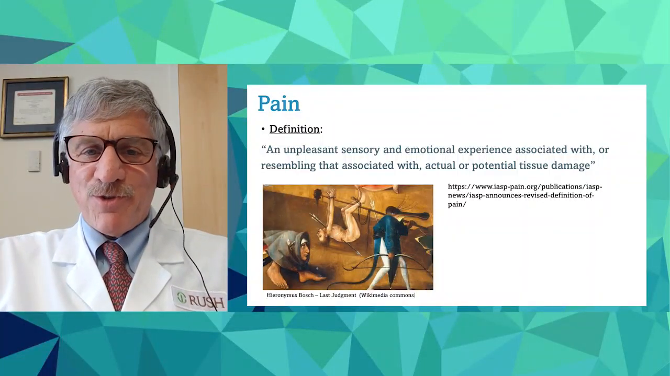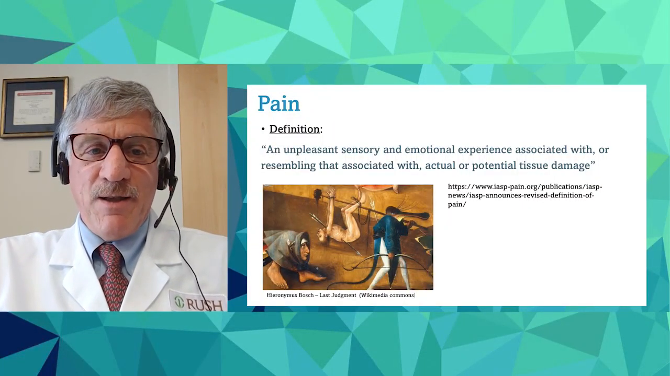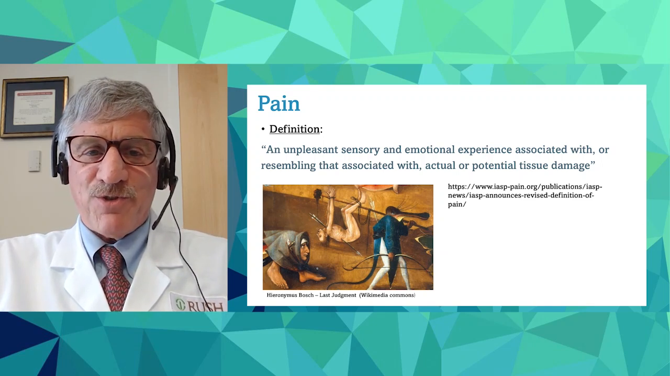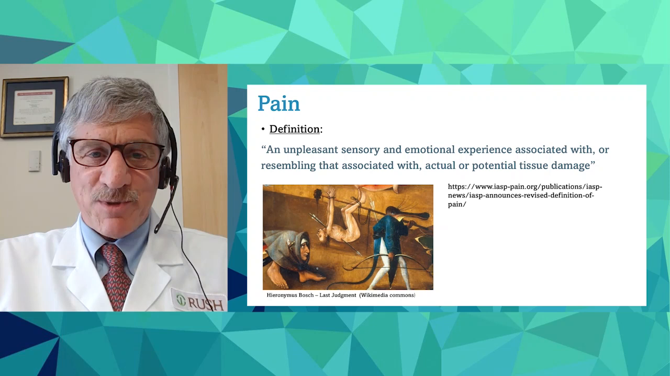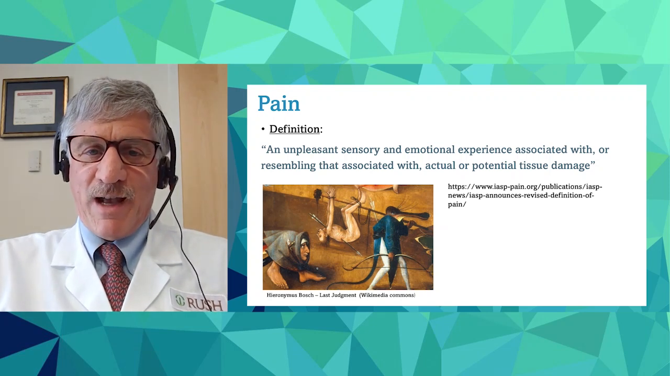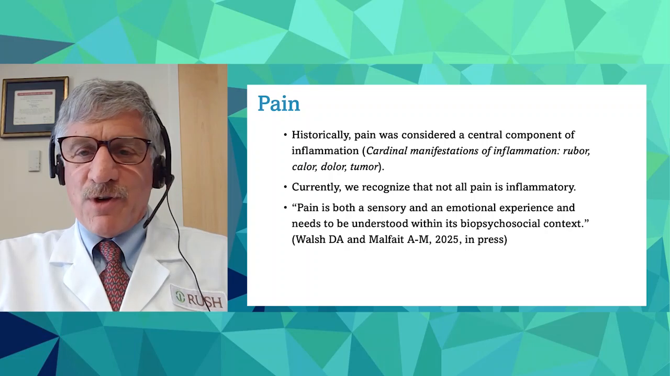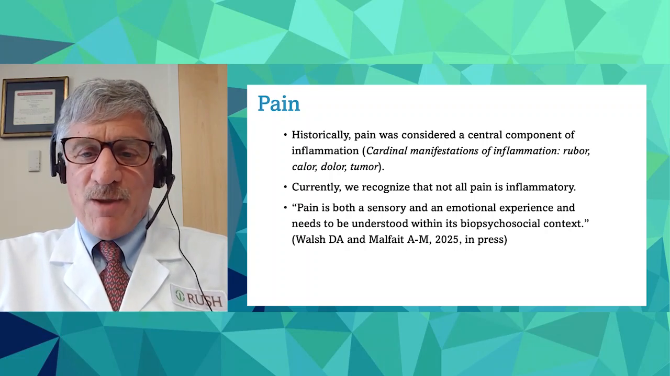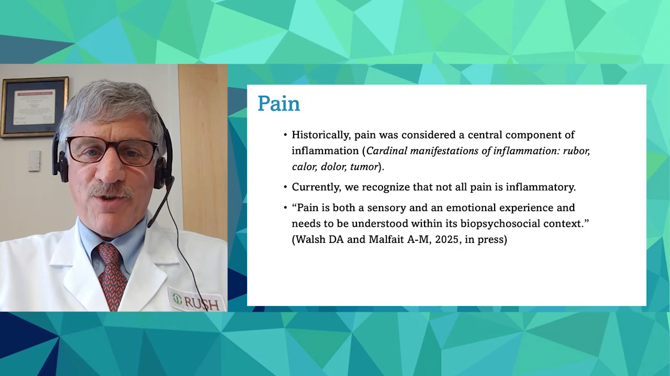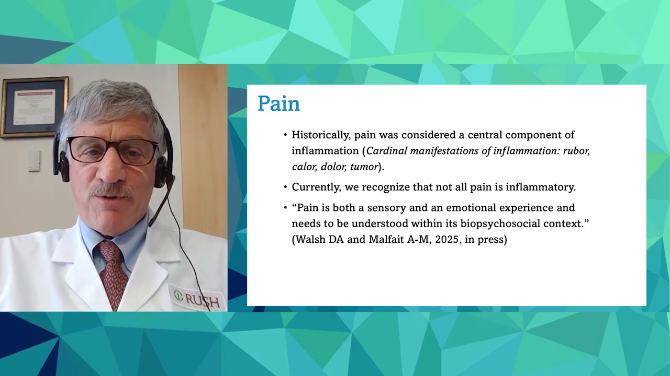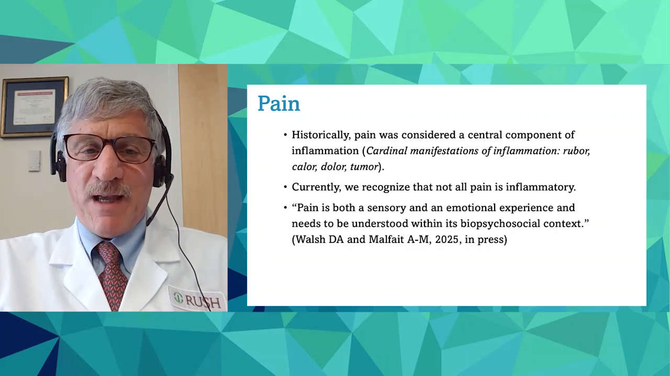According to the International Association for the Study of Pain, pain is defined as an unpleasant sensory and emotional experience associated with or resembling that associated with actual or potential tissue damage. Now, historically, pain was considered to be part of inflammation. And in fact, I'll remind you that the cardinal manifestations of inflammation have always been rubor, calor, dolor, tumor. Dolor, of course, is pain.